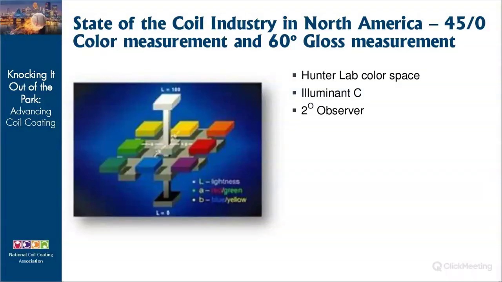So a little bit of where we're coming from. Traditionally, the coil industry has always used 45-0 geometry in North America and 60-degree gloss measurement. Currently, the majority default is using Hunter color space, Illuminant C, and 2-degree observer.